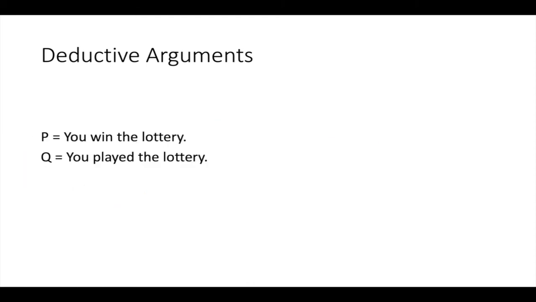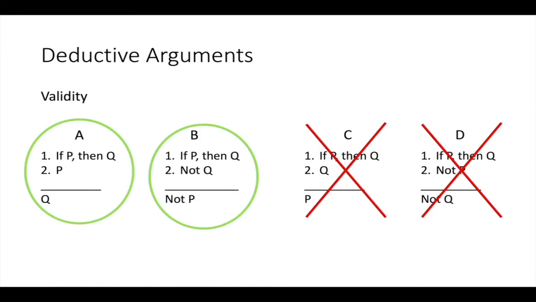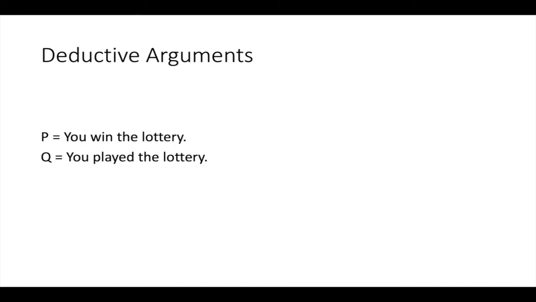Okay, so let me try to convince you that A and B were valid and C and D were invalid. These arguments are the way I said. Here's how I'm going to convince you. We're going to use P to stand for you win the lottery, and Q to stand for you played the lottery. This should hopefully make it clear.